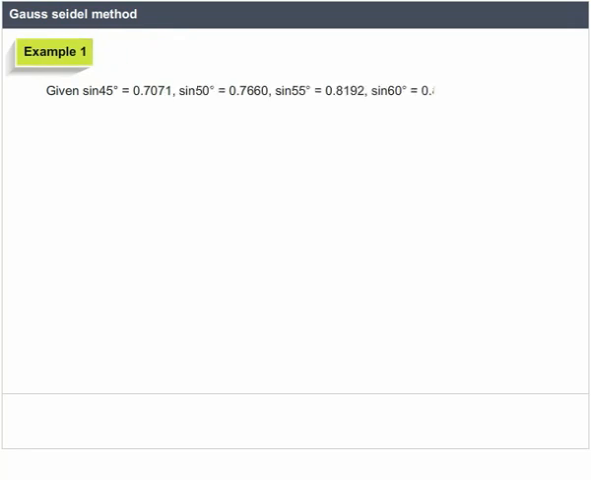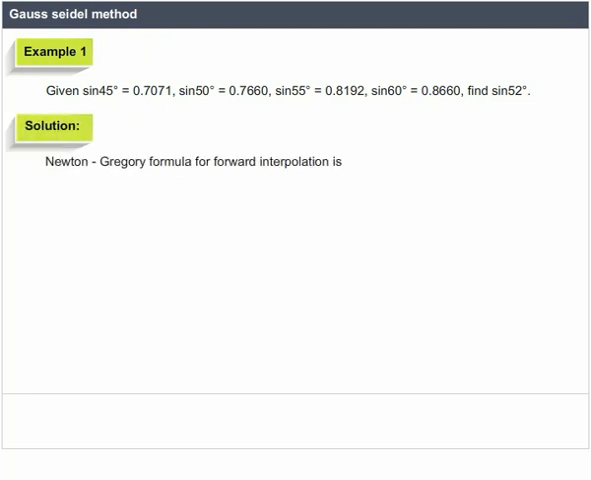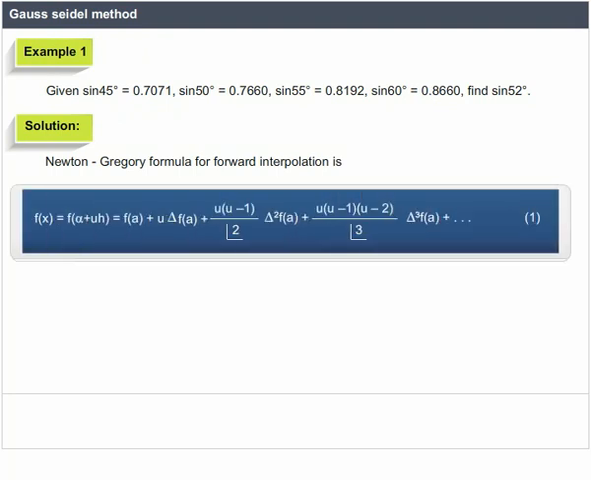Given sin 45 degree equal to 0.7071, sin 50 degree equal to 0.7660, sin 55 degree equal to 0.8192, sin 60 degree equal to 0.8660. Find sin 52 degree. Solution. Newton-Gregory formula for forward interpolation is f(x) equals f(a + uh) equals f(a) plus u Δf(a) plus u(u−1)/2 factorial Δ²f(a) plus u(u−1)(u−2)/3 factorial Δ³f(a). Here x equal to 52 degree, a equal to 45 degree. Then u equals (x minus a) divided by h equals 1.4.